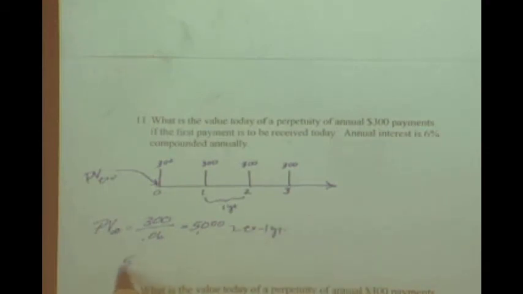And moving it forward one period, we'll add $300 to the value. Okay?